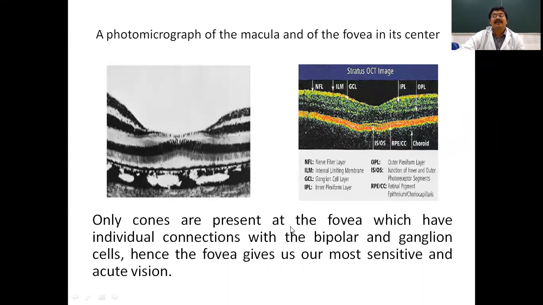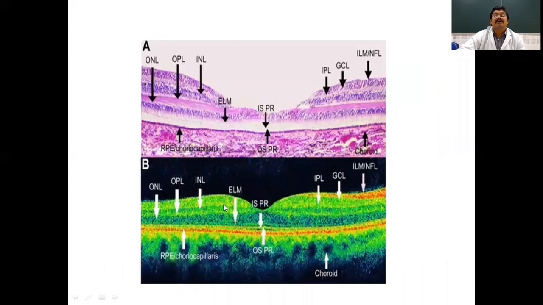Only cones are present at the fovea, which have individual connections with the bipolar and ganglion cell layers. Hence, the fovea is the region of most sensitive visual acuity. This is the foveal region. This is the total macula area.